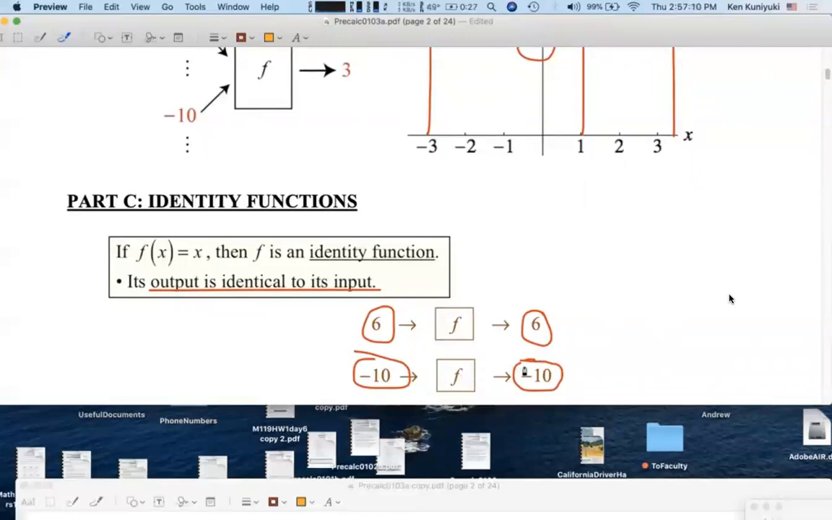That's an identity function. How do you graph y equals x, or x to the first?